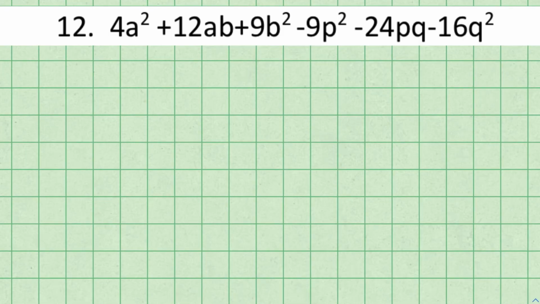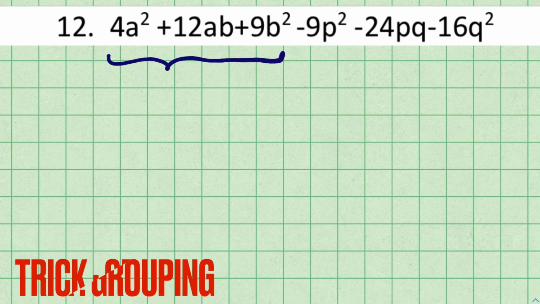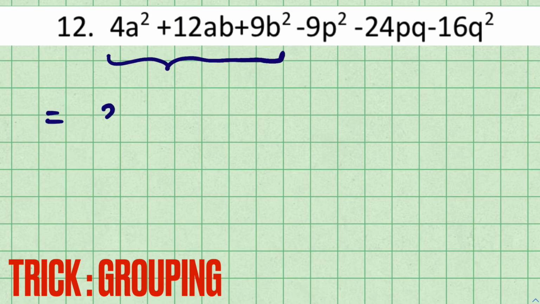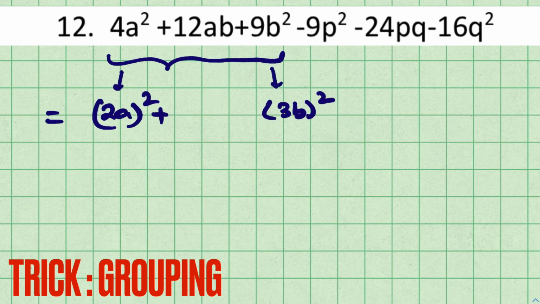Now let's try question number 12. Oh my god, this looks pretty complicated. There are so many terms here, but we will not lose patience. Let's see if we can factorize these three terms. First is (2a) whole square, that is easy. This is (3b) whole square, this is straightforward. Can we write the middle term as 2ab? Let's see.